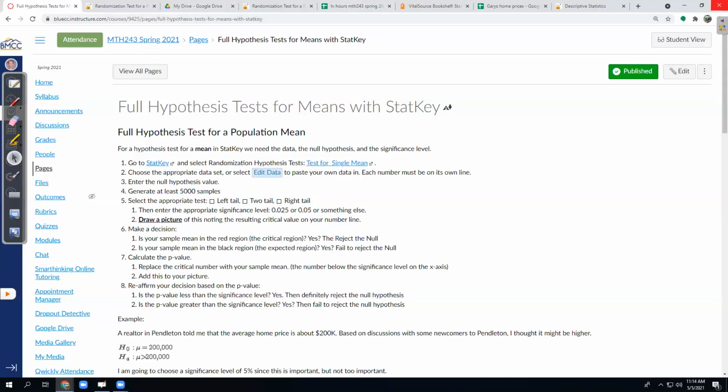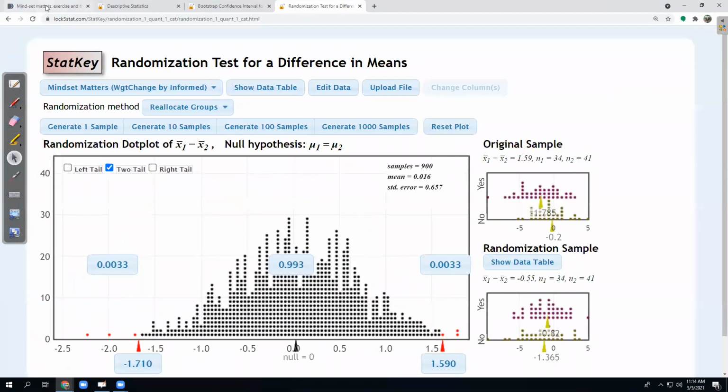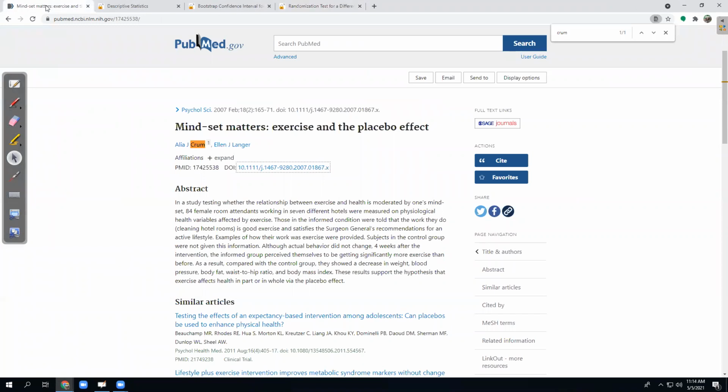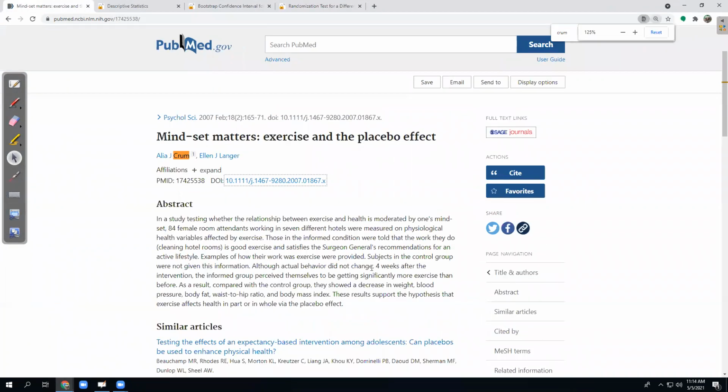All right, so here's what I really wanted to look at. I discovered this study a few years ago. This particular article, and there are other ones, is called Mindset Matters, Exercise and the Placebo Effect. This was published in a Psychological Science magazine, and I don't have a subscription to it, so they're just showing me the abstract of it, not the whole study, and that's okay, because I found the data behind it, and we're going to take a look at it. So let's see what this says.